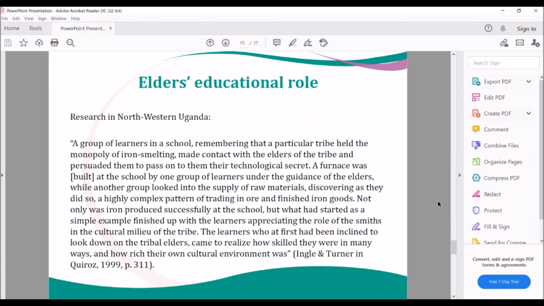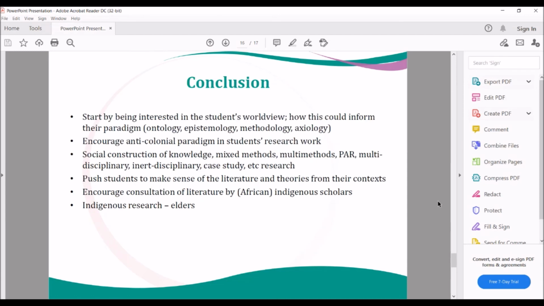The learners who at first had been inclined to look down on the tribal elders came to realize how skilled they were in many ways and how rich their own cultural environment was. This puts a stance towards education, which mostly tends to make learners look down on their own elders because they are seen as primitive and not rich or with knowledge. So transformation has got to bring this respect back by valuing the knowledge that elders have as custodians of indigenous knowledge, or living libraries for that matter.